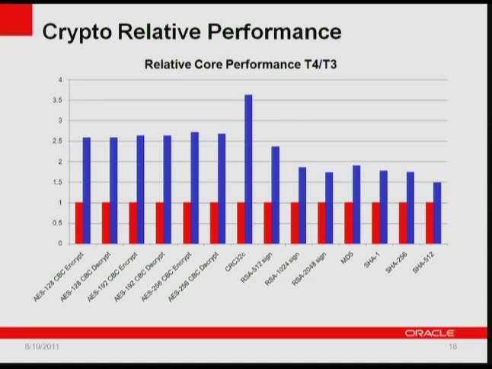for our cryptographic functions for T4 versus T3. You can see our AES performance is improved by a factor of 2.5. Our CRC performance is improved by a factor of 3.5. And the balance of the others, RSA, MD5, and SHA, have improved by a factor of 1.5 to 2.